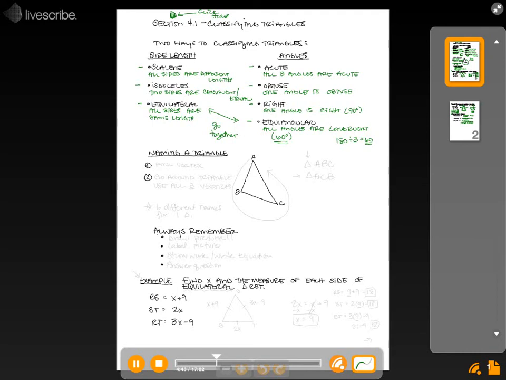Alright, so those are our ways to classify triangles. And again, when we get to the examples, we're going to use the side length classifications today. Alright, the second thing we're going to look at, we're going to name a triangle. Now, it's really easy to name a triangle.